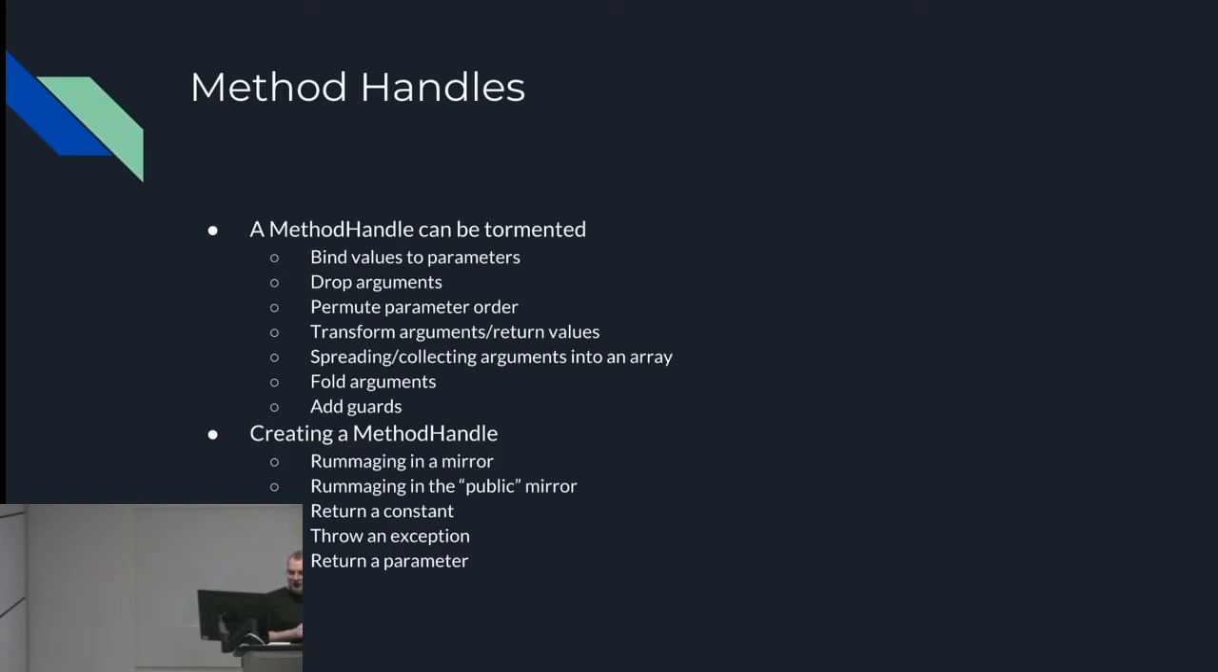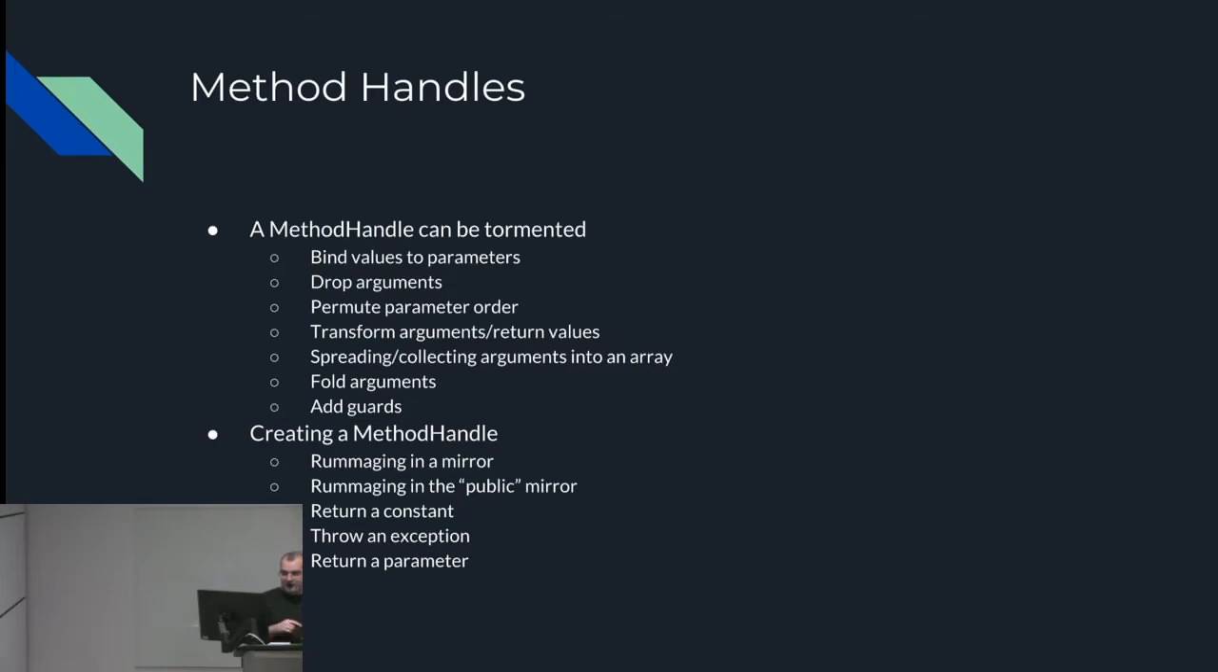You can apply an arbitrary transformation to each one. There are spreading and collecting ones that let you take an array of things and convert it to arguments, or convert arguments into an array. You can fold arguments. So if you have some kind of, sum these arguments, that's the thing you can do. And you can add in guards. So if you need to add some kind of, yes, it's a double, but it has to be greater than 5, or throw an exception, you can create a method handle like that.